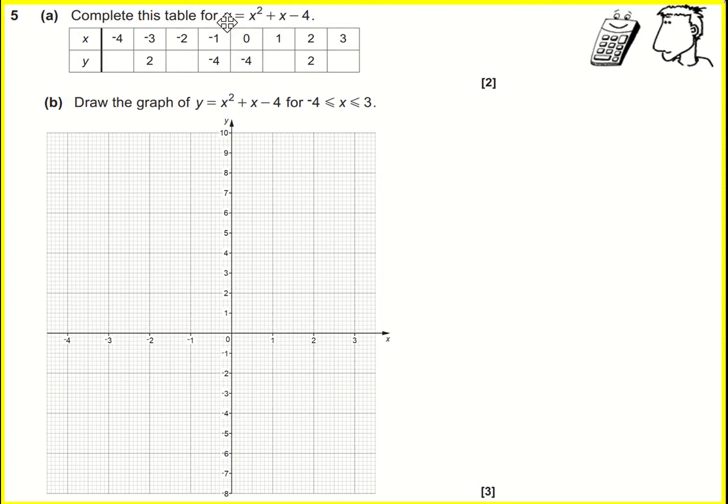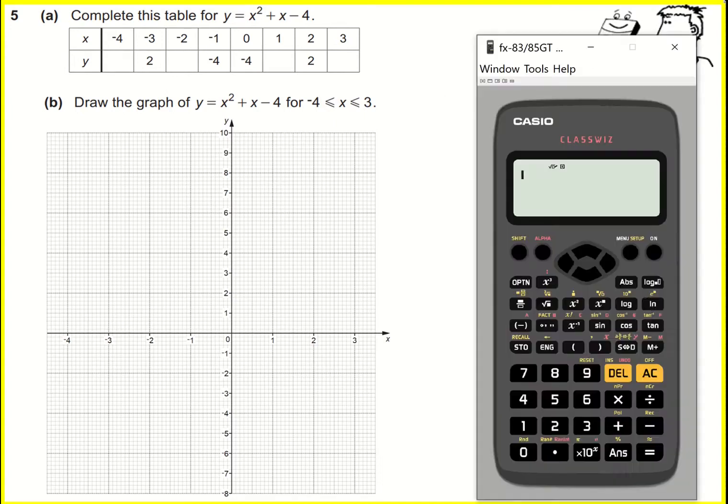Right, we've got a table here for the graph of y equals x squared plus x minus 4, and we're being asked to complete it. What I'd probably do is use the table function. You can substitute values in, just be careful.